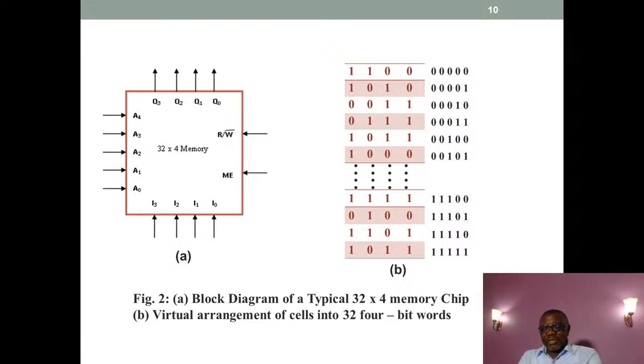You can convince yourself that 11111 is equivalent to 31. So if you include the 0 location, it becomes 32. Now, in each of the locations, for instance, in location 00000, the 4-bit data word stored in it is 1100. For the next one, which is 00001, the 4 bits stored in it is 1010.